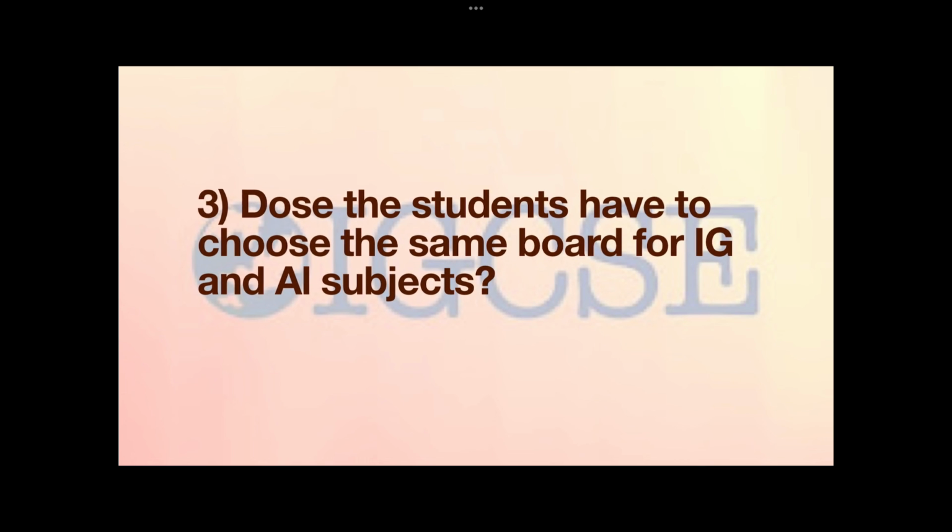The third question is, do the students have to choose the same board for IG and AL in the subjects? Actually, no. For example, the student can take biology Edexcel and take AL Cambridge, or vice versa. It doesn't make any difference to choose any of the boards. All of them, as we said earlier, are very well recognized by all the universities. It does not matter.